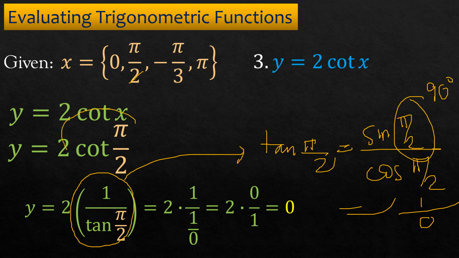However, in the rule of cotangent, you need to get the reciprocal of 1 over 0. The reciprocal of 1 over 0 is actually 0. So here, babaliktarin natin 1 over 0, the denominator goes to the numerator, and the numerator goes to the denominator. So 0 divided by 1 is 0. So it means to say, when tangent is undefined, cotangent is 0. And when cotangent is undefined, tangent is 0. So that is the relationship of these two.